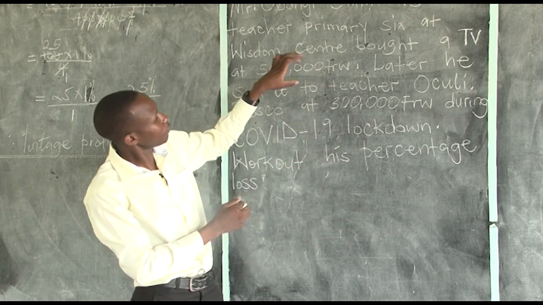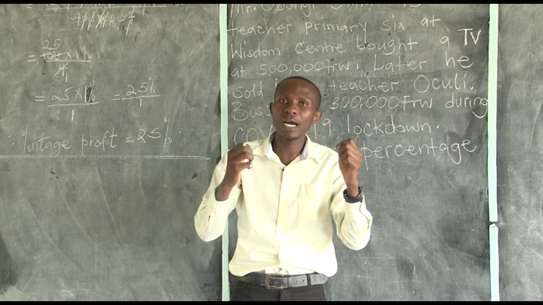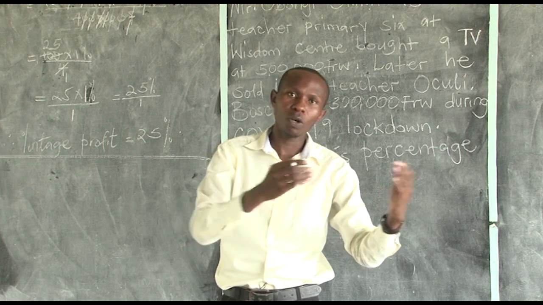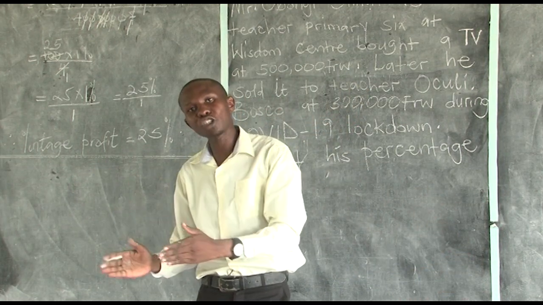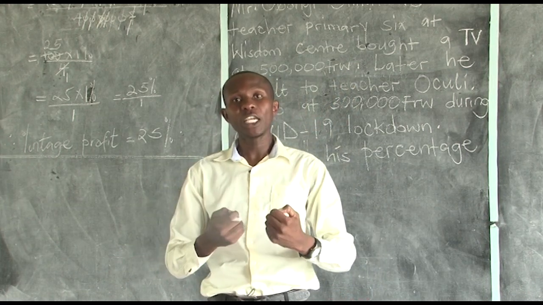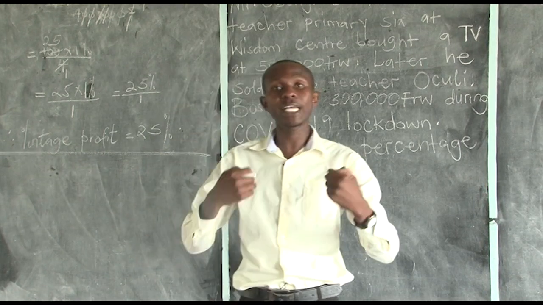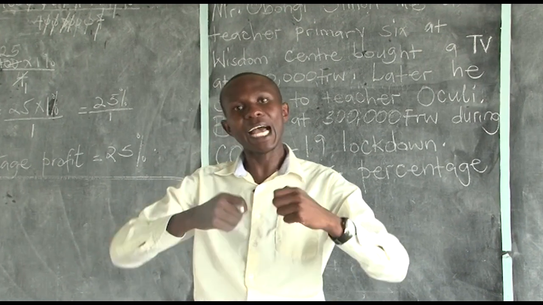So if we spend 500,000, how do we consider this 500,000? The money he spends is the money we refer to as cost price. If you don't call it cost price, we can also call it buying price. That is the money somebody spends on something. When you are buying something, we call that money cost price or buying price.